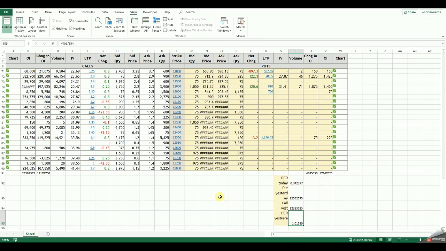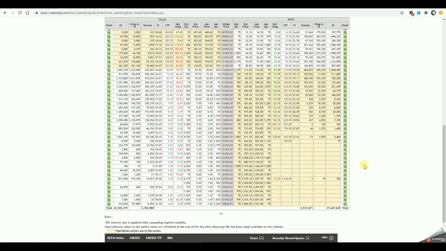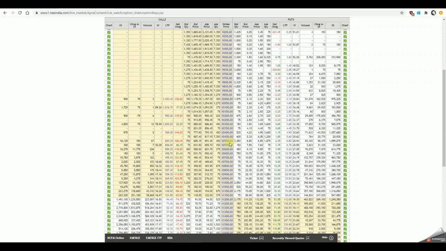What it means is the number of puts sold were higher yesterday than calls, and today the number of puts sold is way lesser than calls sold. We will come back to this concept again. Jumping back, this is how you can look at the option chain.